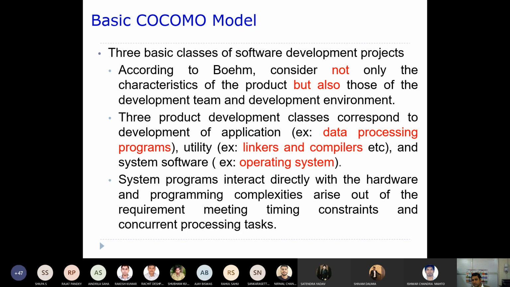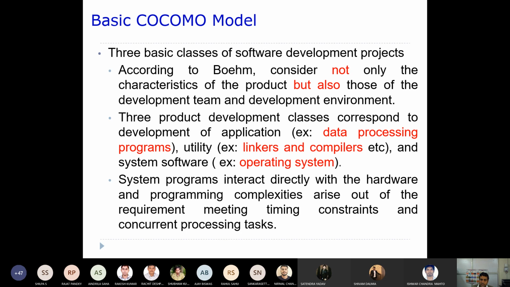This is the way that all software project developments are classified. But according to Boehm, not only do you need to consider the characteristics of the product, but you also need to take the development team and development environment into account. I mean what development team you have, how skilled the people are, and in what environment the development will be carried out. All these things should be considered when you are going to estimate certain parameters.